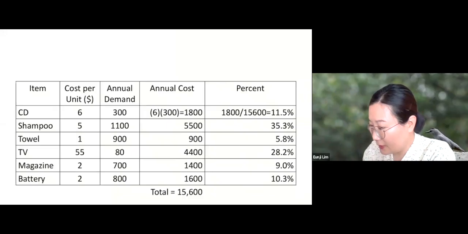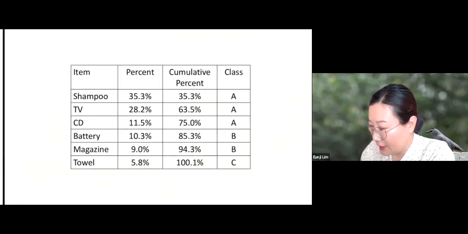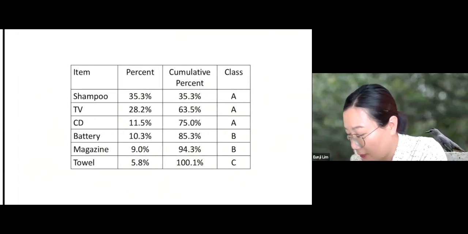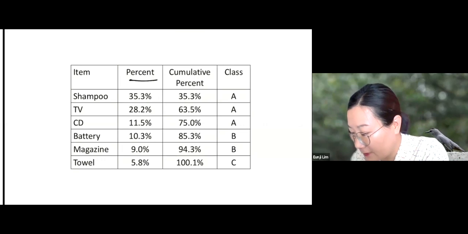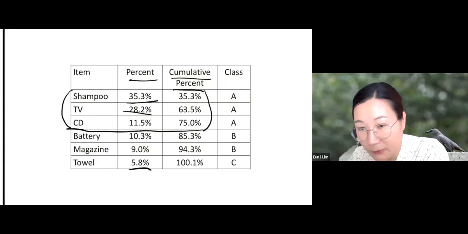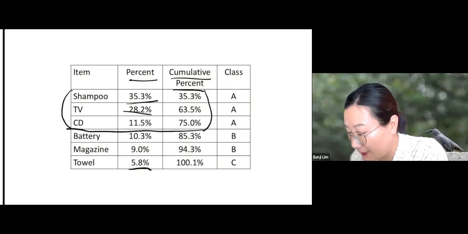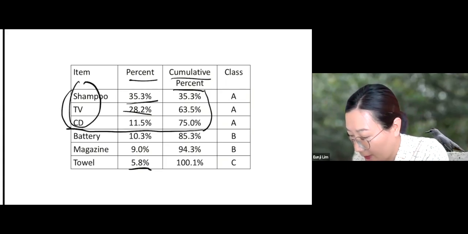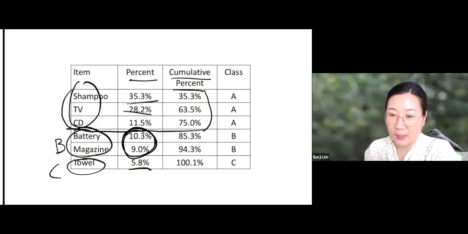So this is what you did. You computed the percentages and you put everything from the highest percentage to the lowest percentage. And then you computed the cumulative percentage. And you found out that if you add the first three percentages, you get 75%. So these are the A items. If you add the next two percentages, you get 19.3. So these are the B items, and the rest are the C items.